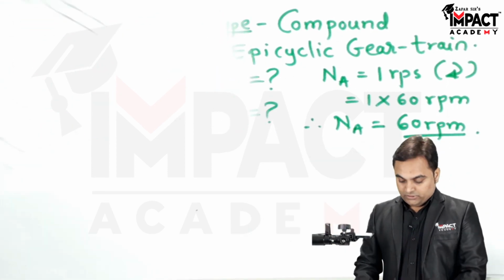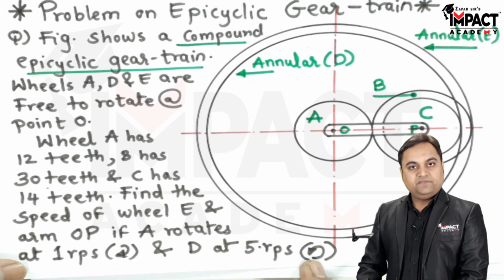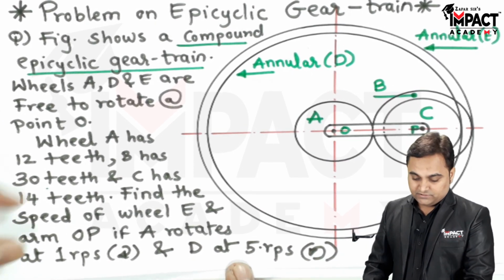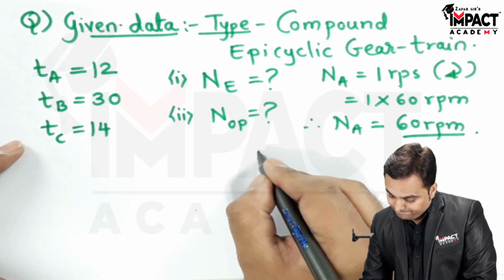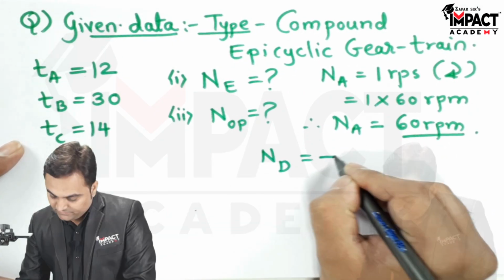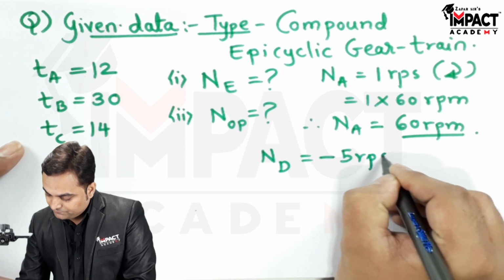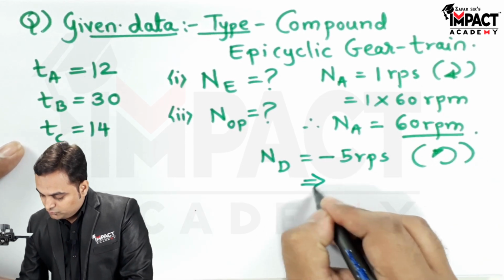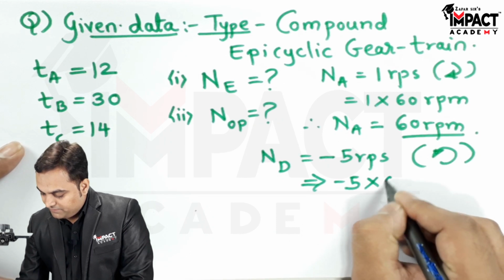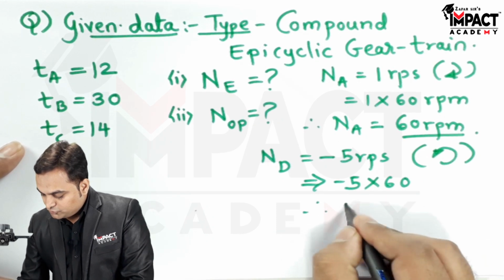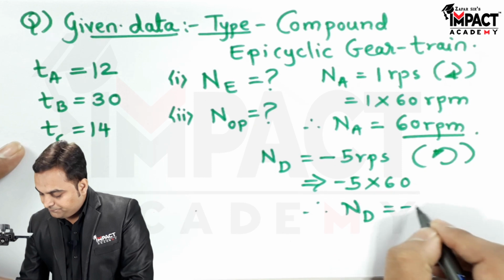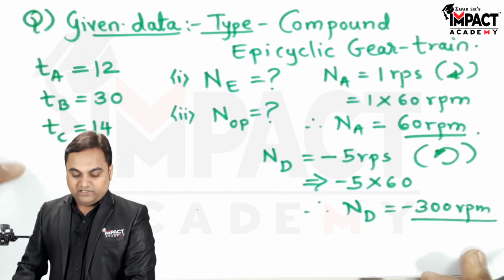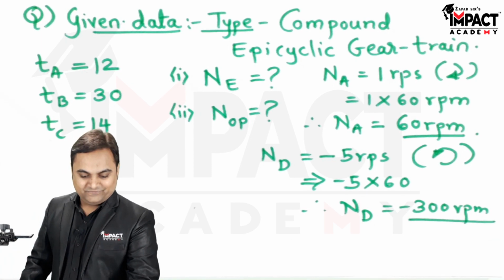Then D rotates at 5 RPS in an anti-clockwise sense, it is given here by this symbol. So it is minus speed of D, minus 5 RPS due to its anti-clockwise nature. So converting it into RPM by multiplying with 60, speed of D comes out to be minus 300 RPM. This is the value which we'll use in the problem.